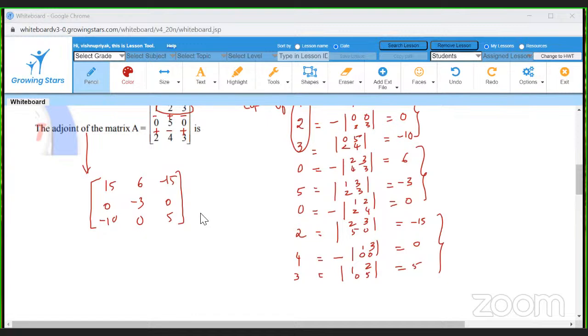So Lohit, what you have written is the cofactor matrix. Yeah, Lohit, now you have written correct, second time. Vidya, you also have written the cofactor matrix. Take the transpose of the cofactor matrix, you will get the adjoint matrix. I hope this is clear to everyone.